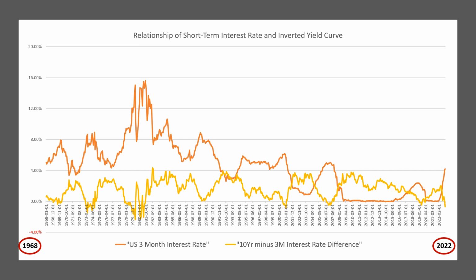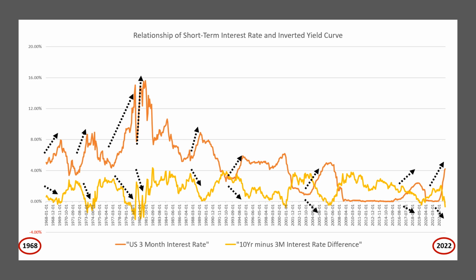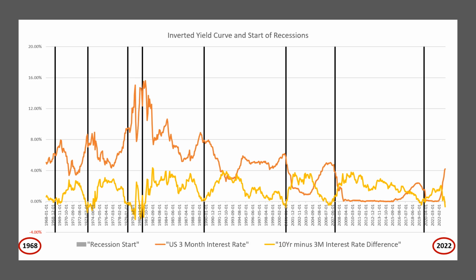You can see that when the orange 3-month interest rate line increases a lot, the yellow line comes closer to 0% and very often goes below 0%, signaling an inverted yield curve. And as we saw before, a recession often begins after the yield curve inverts. So the Fed funds rate is one of the main factors influencing short-term interest rates, and the yield curve can become inverted if the short-term interest rate increases a lot.